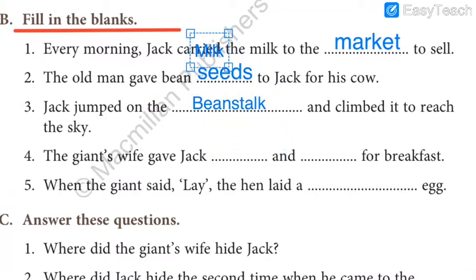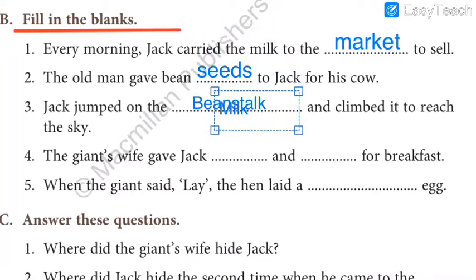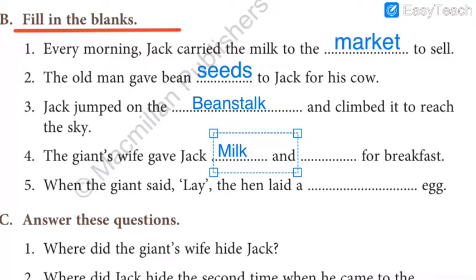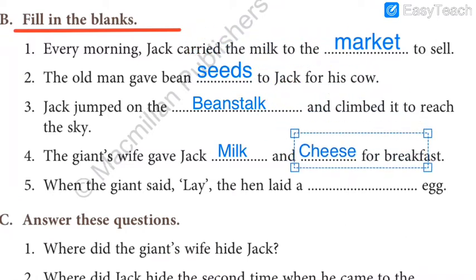Okay, first thing is milk. Jack got milk. So what is the second thing? Milk and what? Cheese, right? So milk and cheese. This is what giant's wife gave Jack to eat. Please write the answer, students. So now when you are writing in the rough book, you have to write like this. Answer 4, milk and cheese. This way you have to write. I will check your books. Once you finish and send the photo, please make sure you finish it.